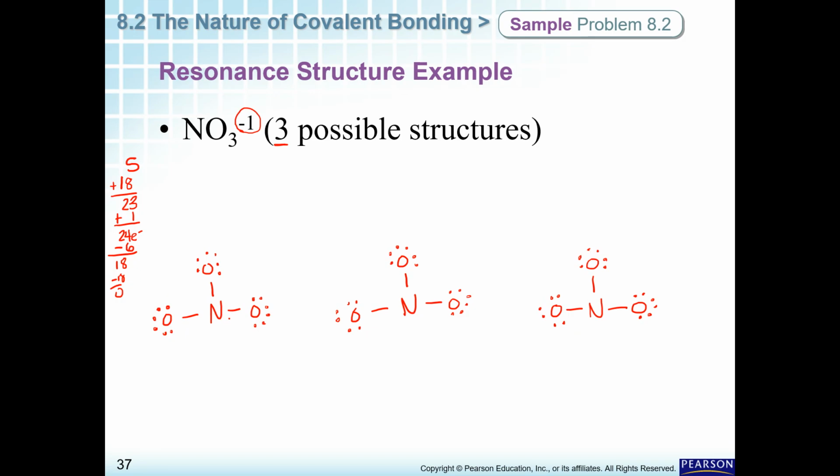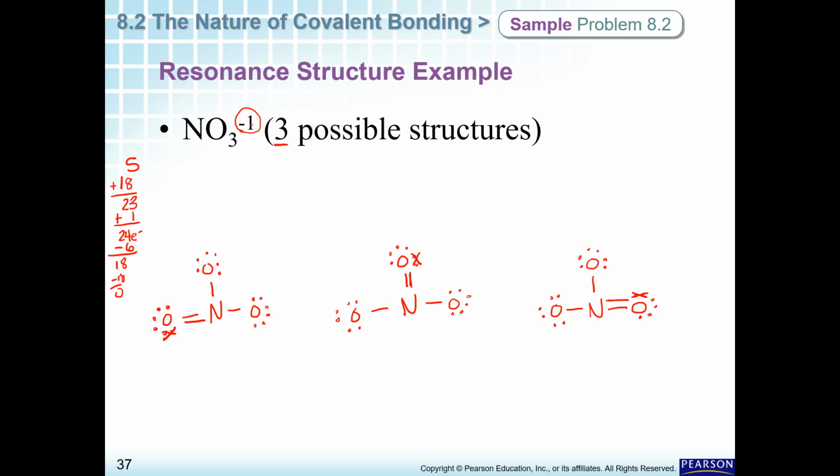For example, on this structure, we can say, okay, let's take away these electrons and make a double bond here. Over here, we're going to take away these electrons and make a double bond here. And then over on this structure, let's take away from this one and make a double bond here. Notice these are all valid structures. It's just wherever that double bond is located.